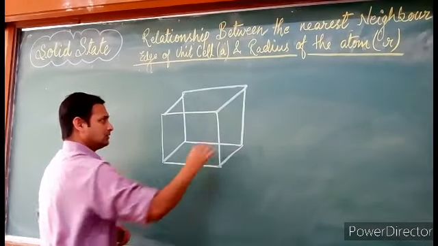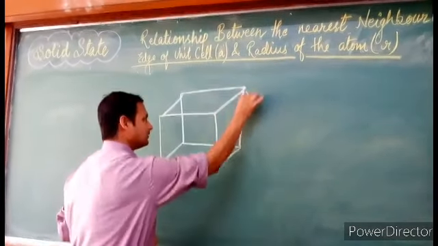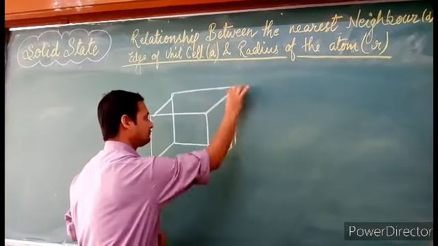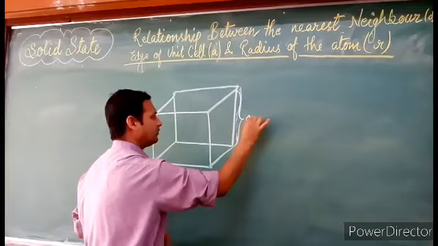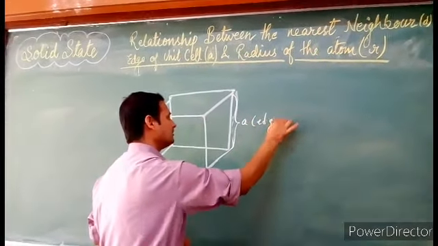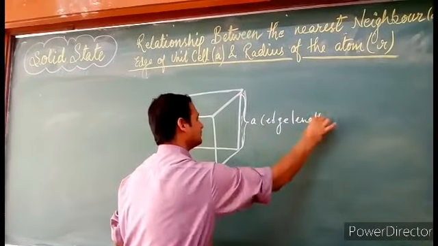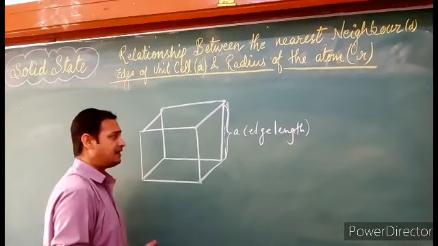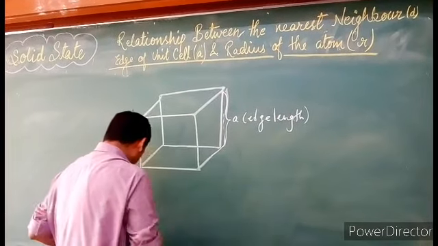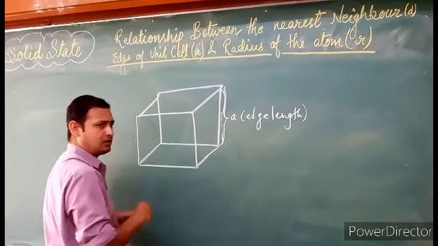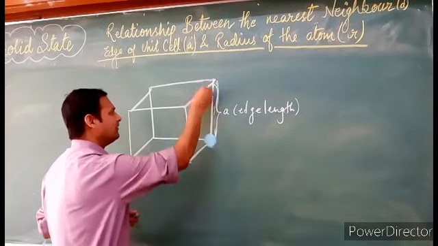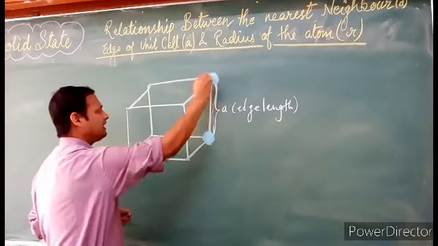Now this is called as what? Edge length. This portion is called as what? Edge length, that you are representing as a, edge length. And in this unit cell, atoms are sitting somewhere in the corner or in face, बैठे होंगे.